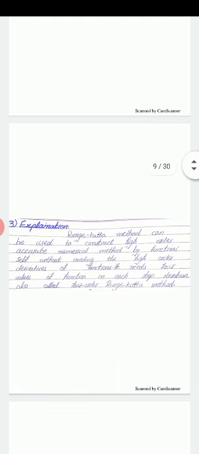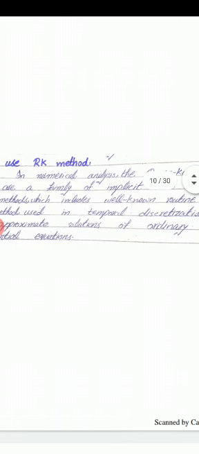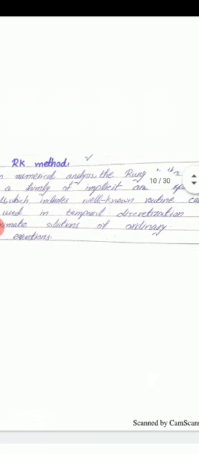The Runge-Kutta method can be used to construct high-order accurate numerical methods by using the functions themselves, without needing the high-order derivatives of functions. It needs 4 values of the function in each step iteration, so it is also called the 4th-order Runge-Kutta method. And now we will discuss why we use the RK method. In numerical analysis, the Runge-Kutta methods are a family of implicit and explicit iterative methods, which includes the well-known routine called the Euler method, used in temporal discretization for the approximate solution of ordinary differential equations.